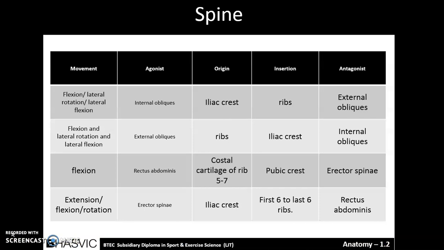The rectus abdominis helps with flexion. This is found at the 5th to 7th rib, and it inserts at the pubic crest. Its antagonist pair is the erector spinae. The erector spinae helps with extension, flexion, and rotation. It originates at the iliac crest and inserts from the first 6 to the last 6 ribs. Its antagonist pair is the rectus abdominis.